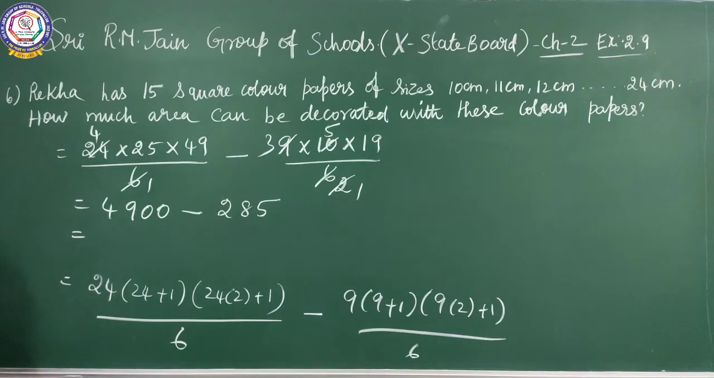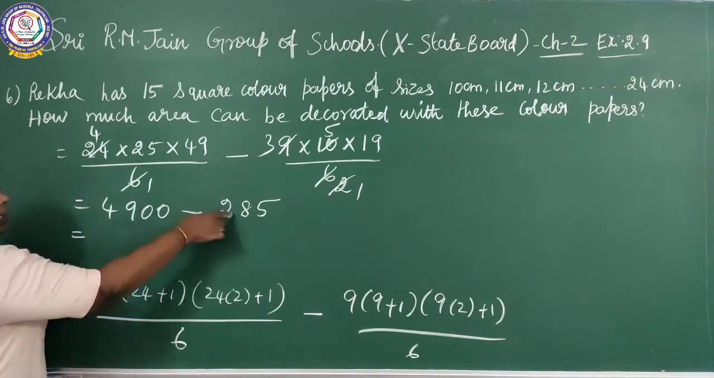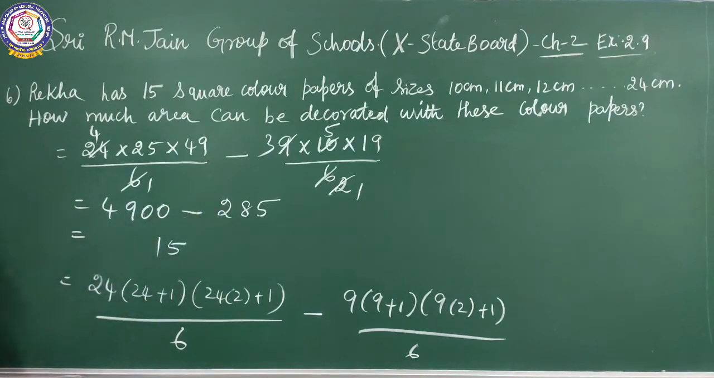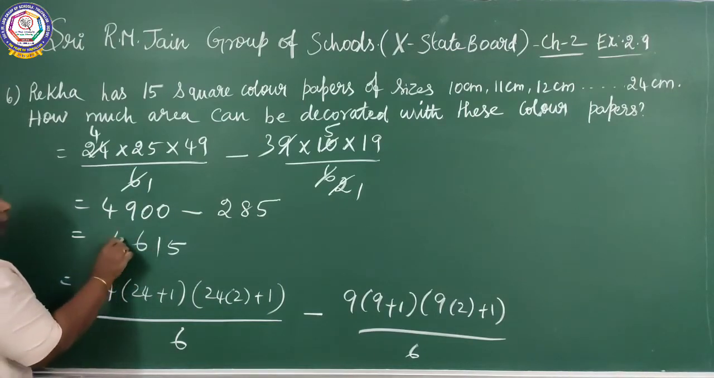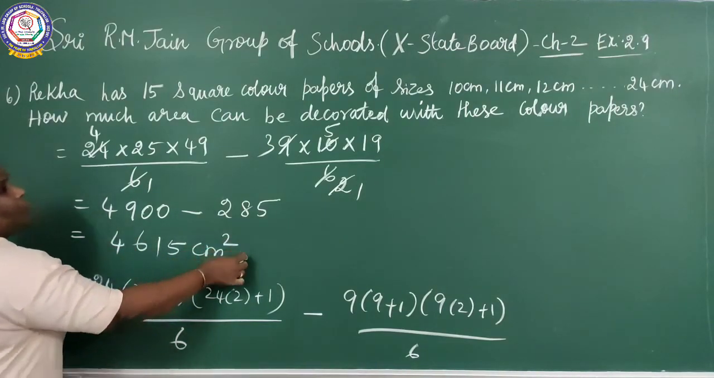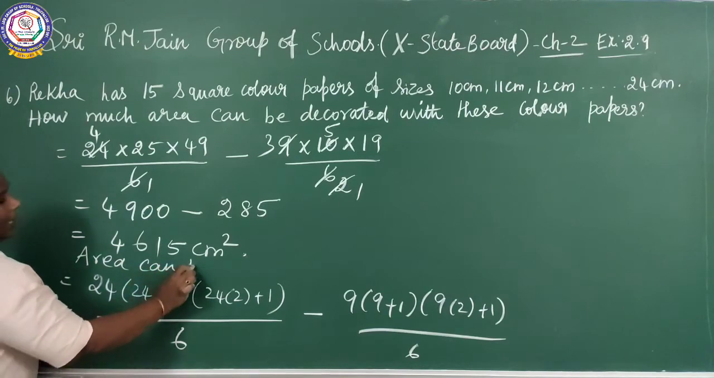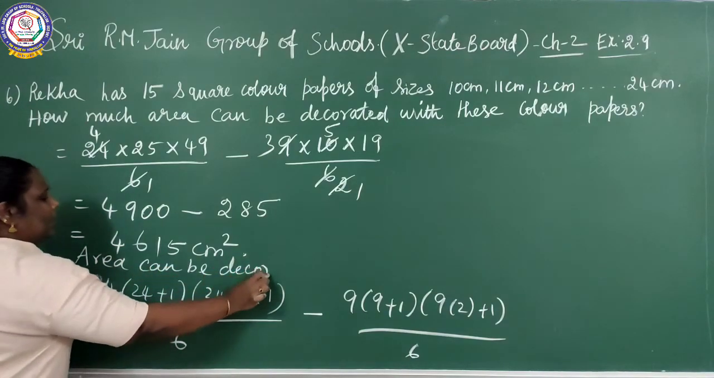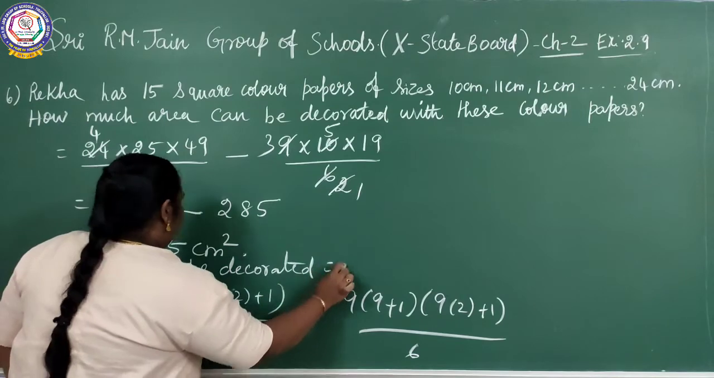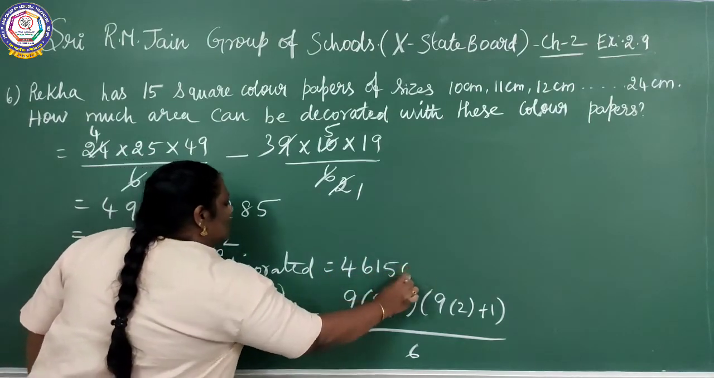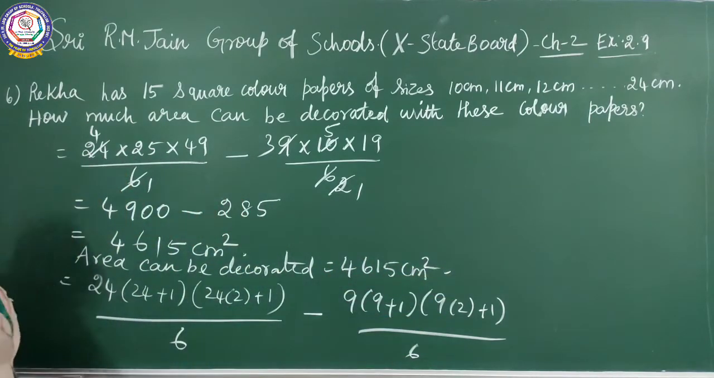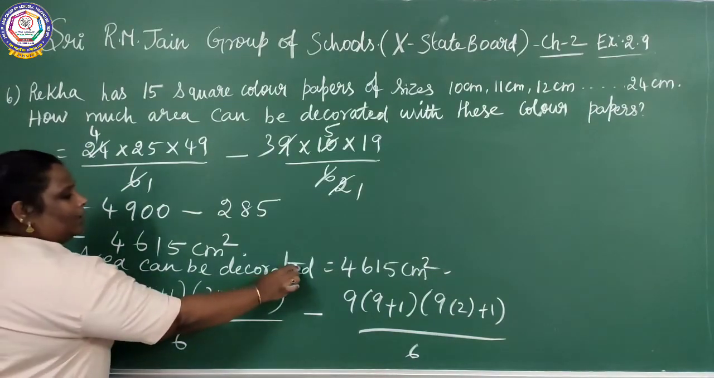So you calculate. 4615 centimeter square, because it is an area. Area that can be decorated equal to 4615 centimeter square. Okay.